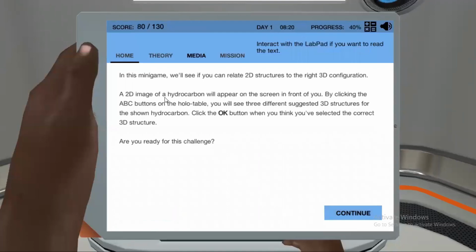In this minigame, we'll see if you can relate 2D structures to the right 3D configuration. A 2D image of a hydrocarbon will appear on the screen in front of you. By clicking the ABC buttons on the hollow table, you will see 3 different suggested 3D structures for the shown hydrocarbon. Click the OK button when you think you've selected the correct 3D structure. Are you ready for this challenge?